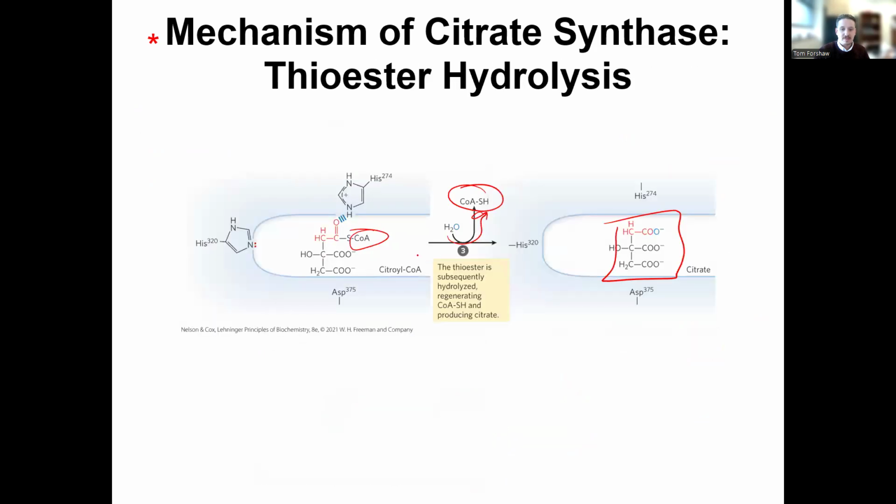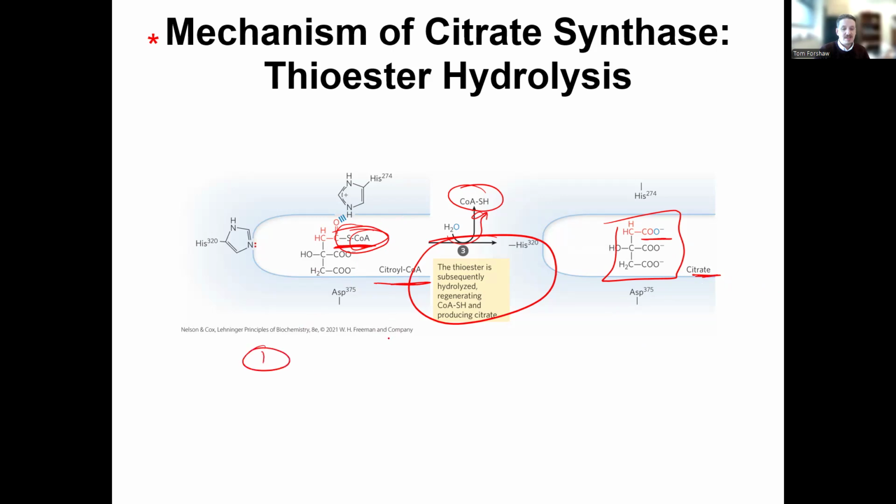So step 3 is the hydrolysis of the CoA, cofactor A. So you no longer have this thioester. Instead, you have a carboxylic acid, which is citrate. So you go from the citroyl CoA to the citrate.